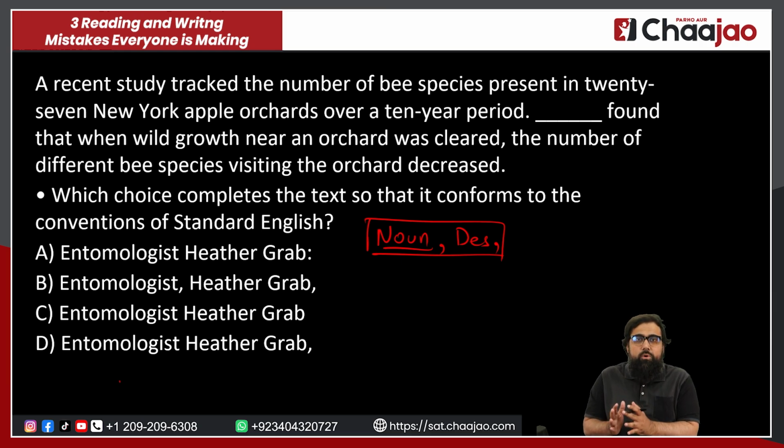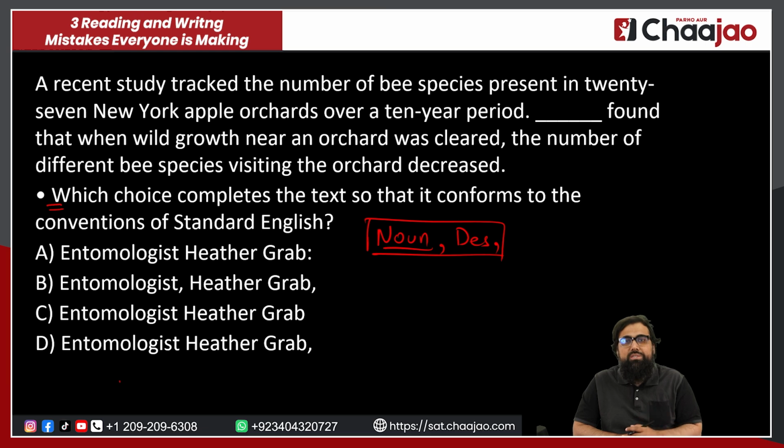So, this is what we are going to study, and we're going to solve this question to understand how this actually works. Now, this question says, a recent study tracked the number of bee species present in 27 New York apple orchards over a 10-year period. Blank. Entomologist Heather Grapp found that when wild growth near an orchard was cleared, the number of different bee species visiting the orchard decreased, right? So what we are talking about is how it increased, but the question is about the conventions of standard English. So if you look at it, it says, which choice completes the text so that it conforms to the conventions of standard English, right?